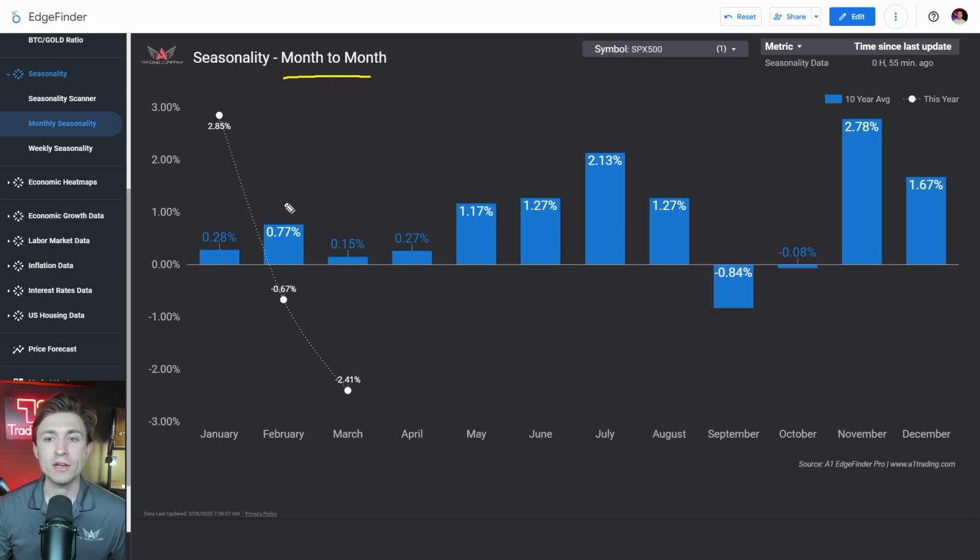So what we can see here is that certain months of the year historically produce a higher or lower return for the S&P 500. This can be incredibly useful for traders because knowing when markets are likely to be bullish or bearish based on historical basis can be a pretty powerful indicator to mix into your analysis.